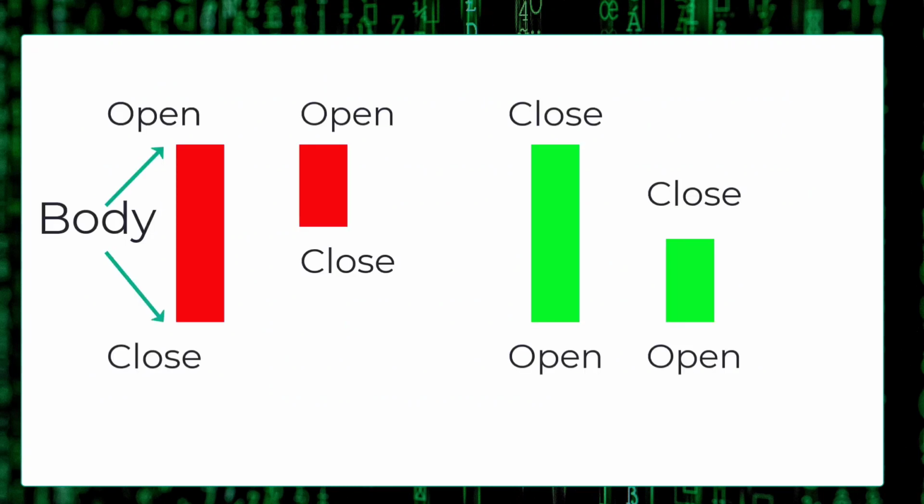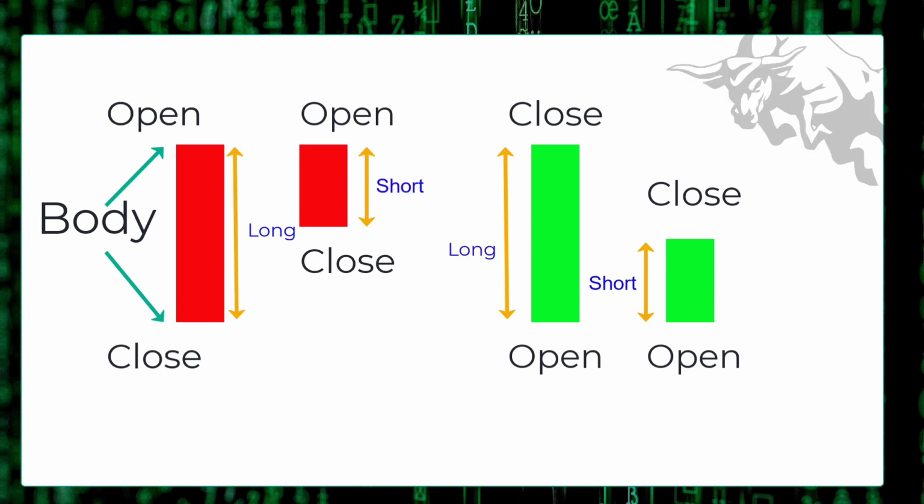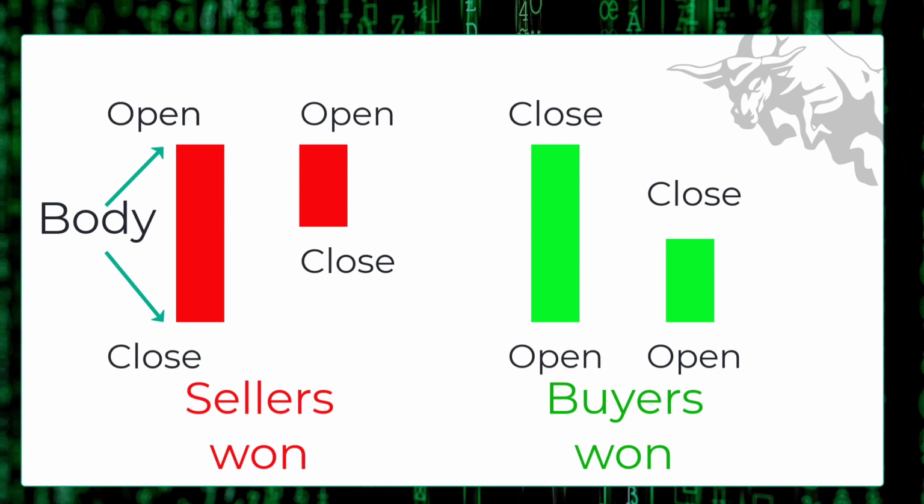This is the candle's body. The length of the body can be either long or short, depending on who won the fight between the buyers and the sellers, and by how much. And every candle represents what happened during the fight between the buyers and the sellers, during the time period which the candle has lasted for.